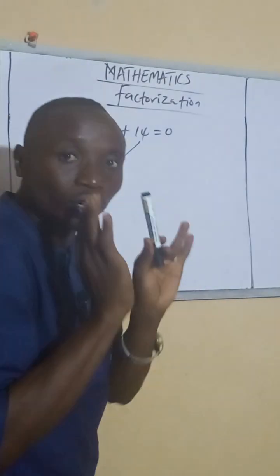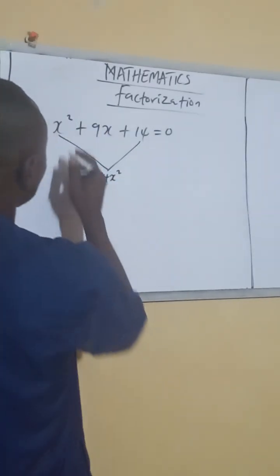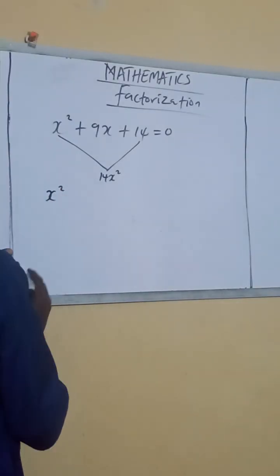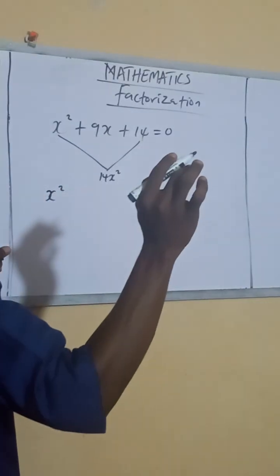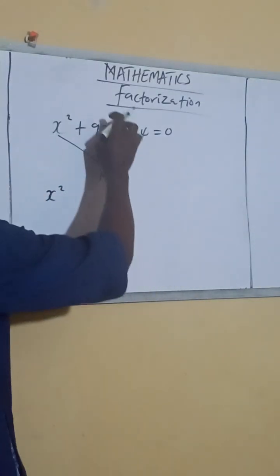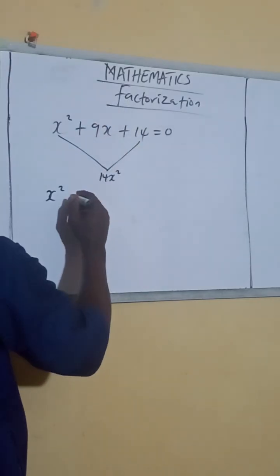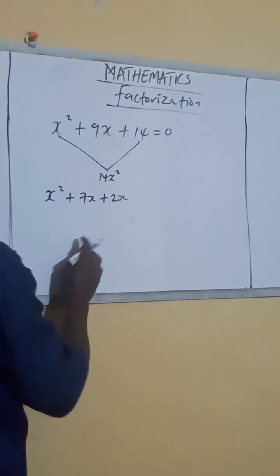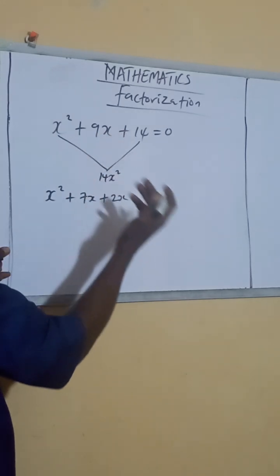Now we don't get those two numbers. Now you can't come here, can't say x square. Now that's 7x plus 2. Now we can replace this 9 with it here. We can say plus 7x plus 2x. Now see, if we add them, 9x will give us.